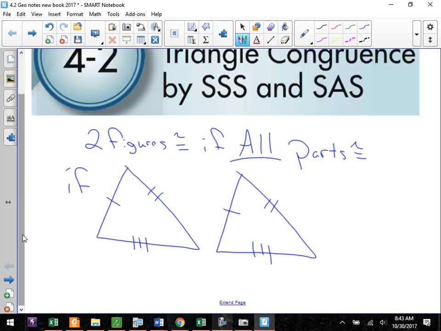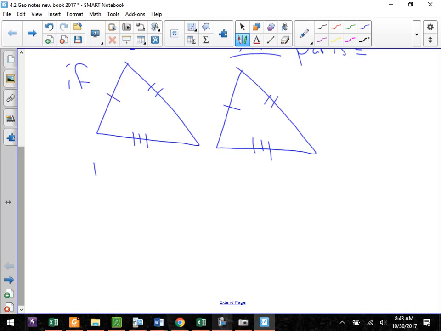If the 3 corresponding sides are congruent. If you have 3 sides that are congruent to each other, then you know the triangles are congruent. Okay? We're going to talk about that. That right there is called side, side, side.